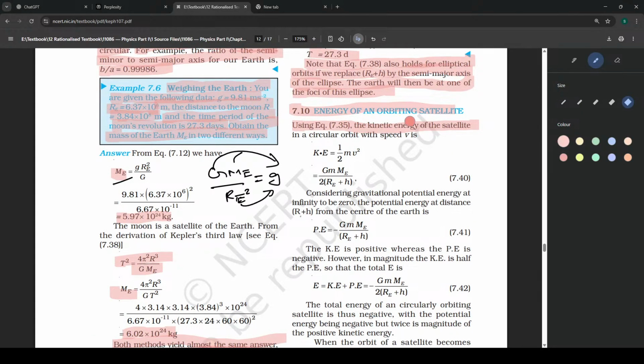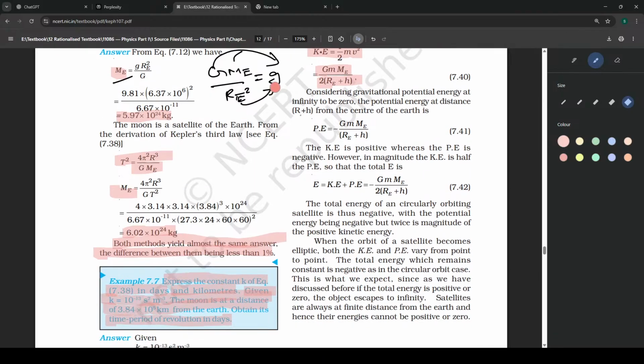Using that equation, the kinetic energy of the satellite in a circular orbit with speed v is K equals half m v square, and v square we know, substituted, G m ME by 2 (RE plus h). We have m here. Considering the gravitational potential energy at infinity to be 0, the potential energy at distance RE plus h from the center of the Earth will be minus G m ME by (RE plus h).